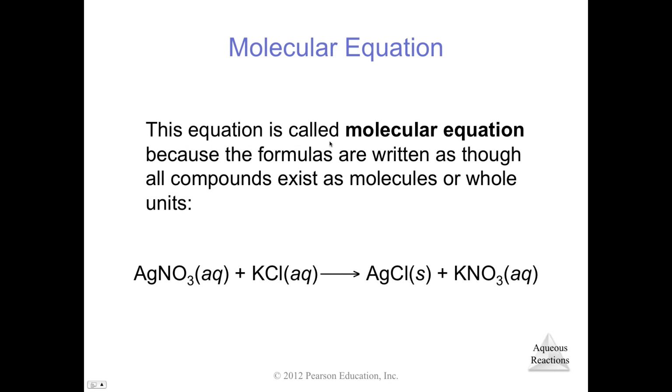The first step is called a molecular equation because the formulas are written as though all of the compounds exist as molecules or whole units. Please don't confuse this. These are all ionic compounds. We're just calling it a molecular equation because we haven't broken them up yet. So it's still ionic compounds. This is just a type of equation that's called a molecular equation.